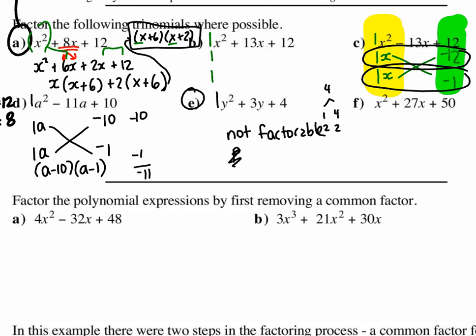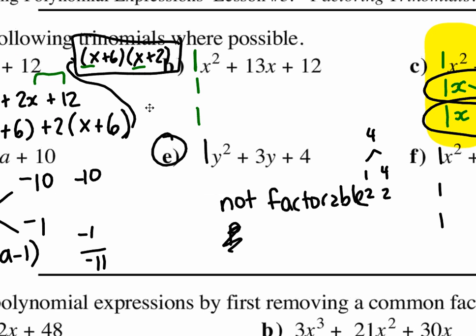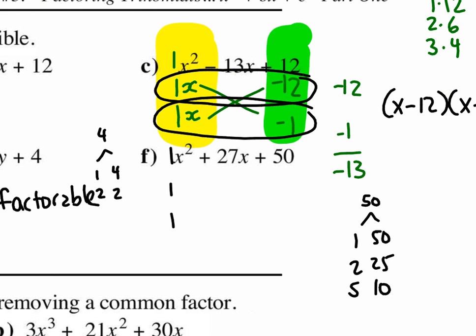Okay, let's try the next one. So 1x squared, only way to multiply to 1. 1 and 1. Okay, 50. 1 times 50, 2 times 25, 5 times 10. I think that's it, right? What would be the numbers we're going to choose? Should I zoom in? Zoom to 300. Is that better? So big. Okay, 25 and 2, logically, because we want a sum. 1 times 2 is 2, 1 times 25 is 25. Does that add to 27?